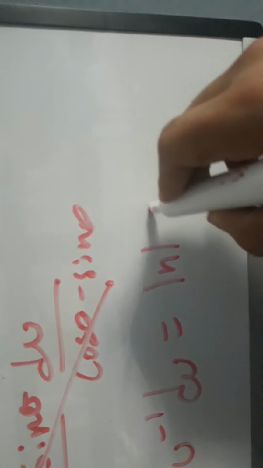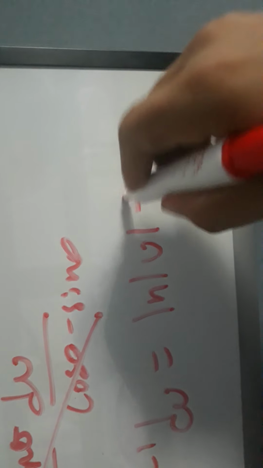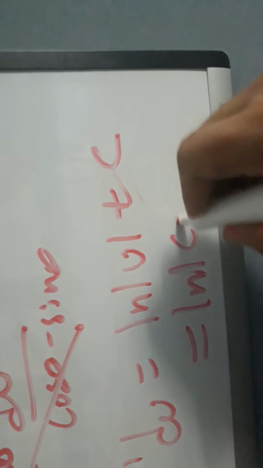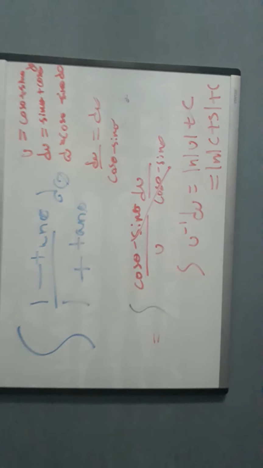I'm going to abbreviate c for cosine and s for sine, c plus well, if you want to be more and more in depth, ln of u plus c, which implies ln of c plus s plus c. And that's how you solve that one.